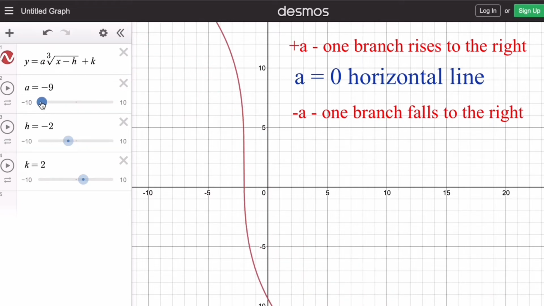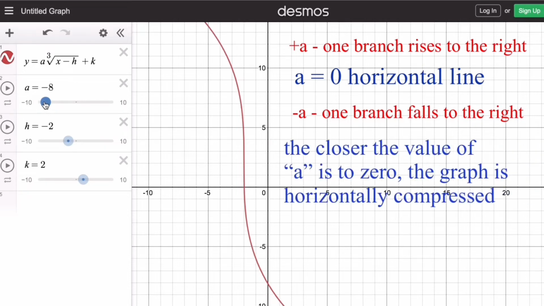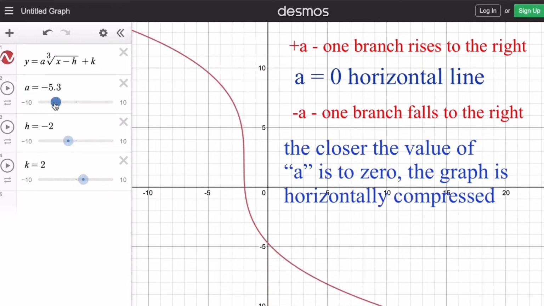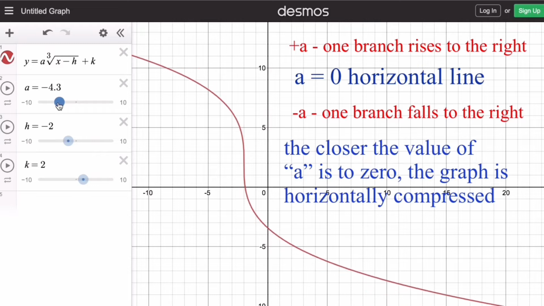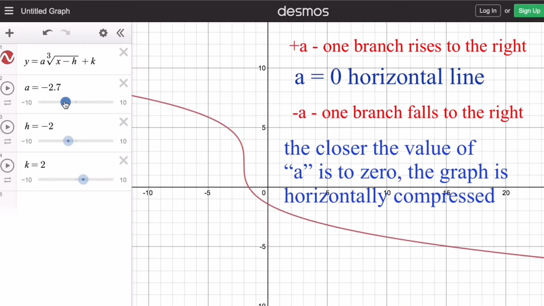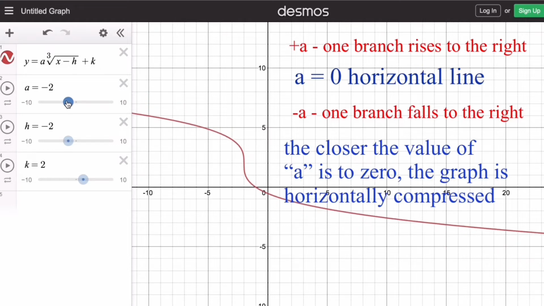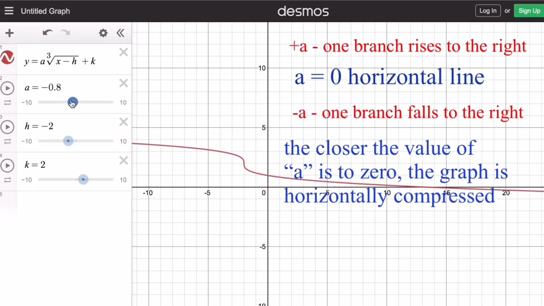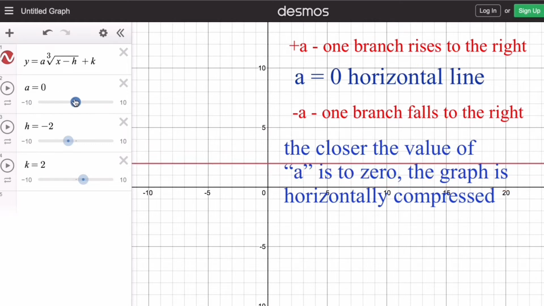The closer the value of a is to 0, as you can see here, we started from negative 10 and are moving it closer to 0, all the way down to 0. You can see that the graph is horizontally compressed, until at the point where a is 0, the graph is totally compressed, forming a horizontal line.